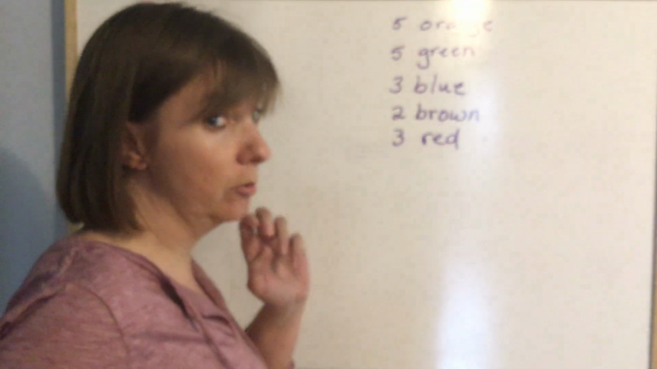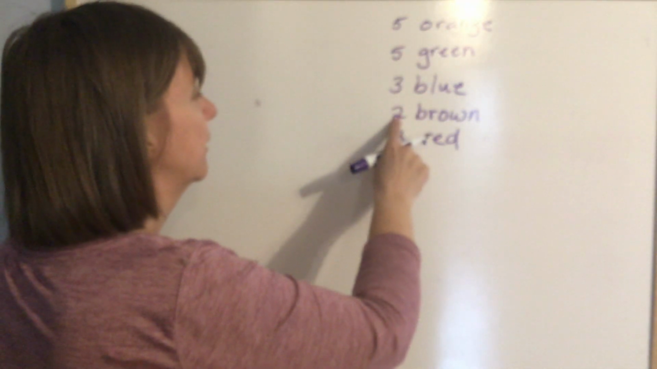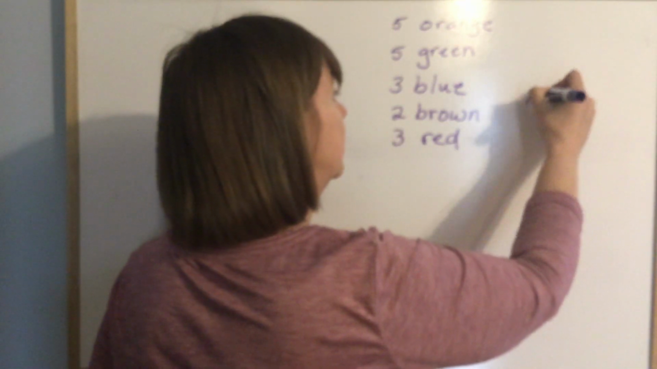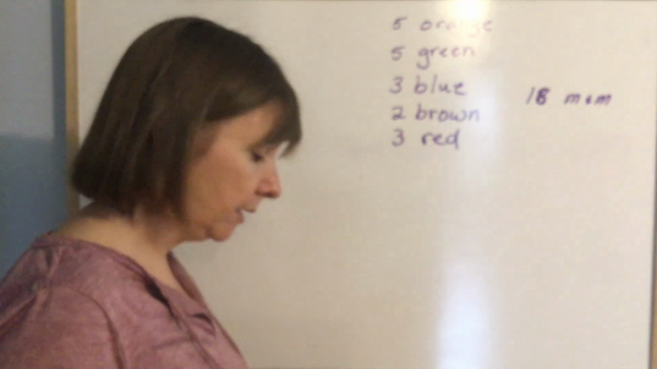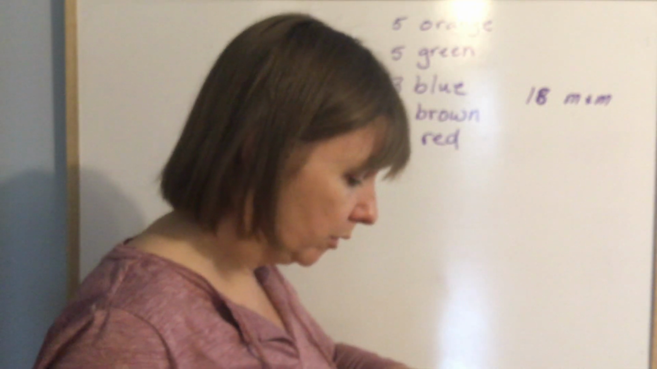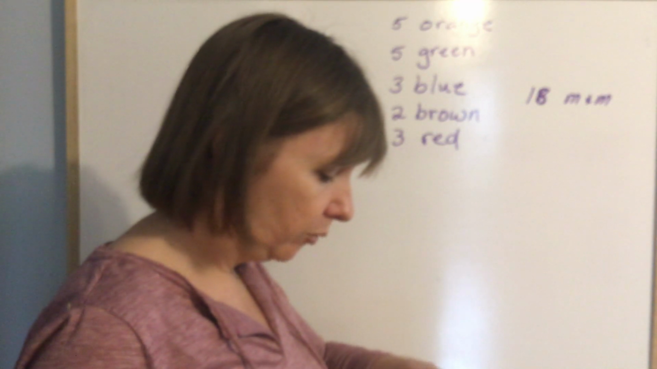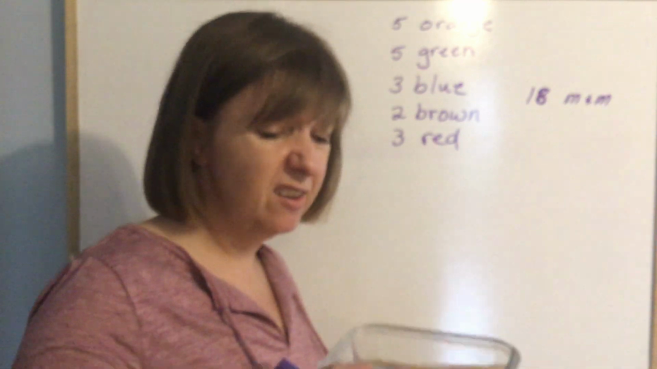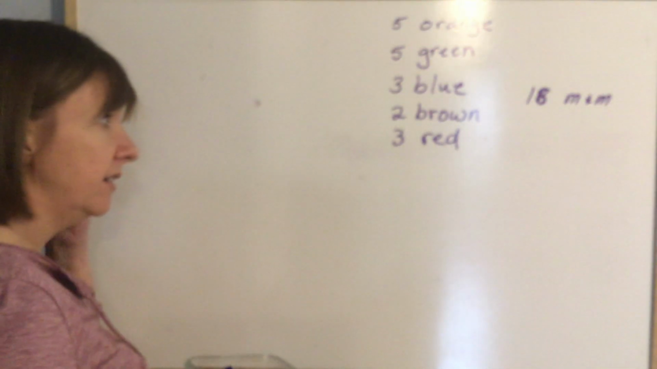That means in total, there should be 10, 13, 16, 18. There should be 18 M&Ms in my container. Let me count: 2, 4, 6, 8, 10, 12, 14, 16, 18. I have 18 M&Ms. That does not look like very many in a jar.